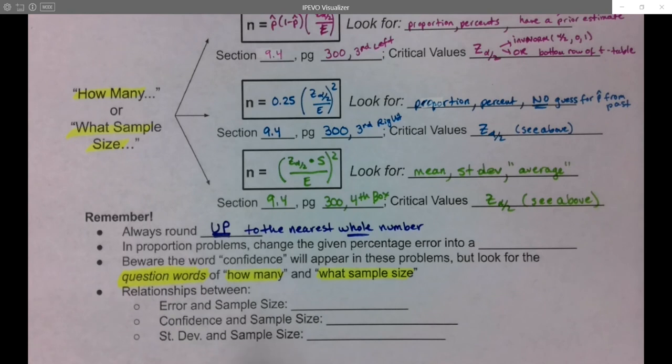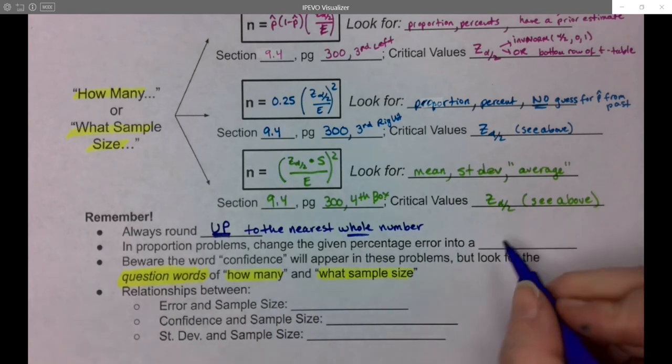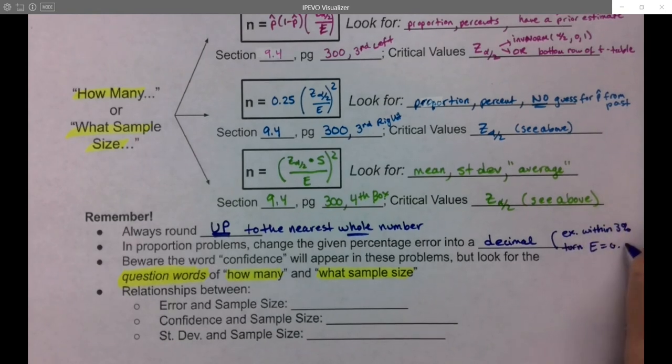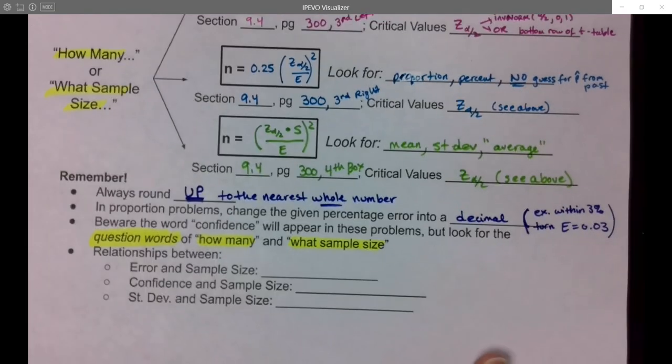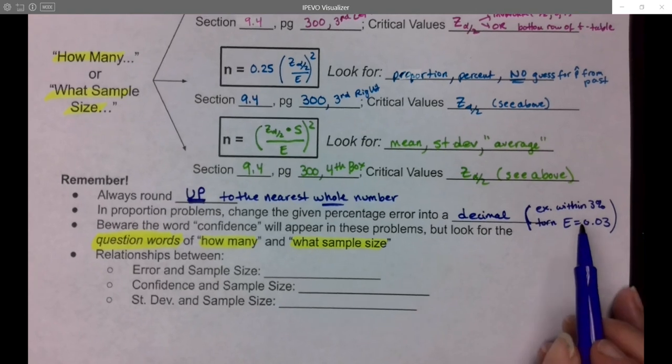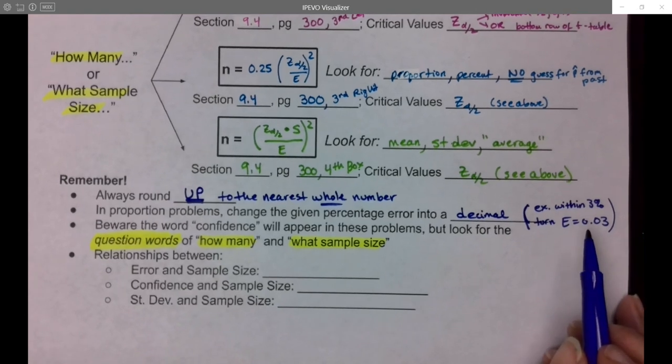In proportion problems, change the given percentage error into a decimal. So a lot of times they're going to say within, let me just give you an example. They'll say within 3%. You turn that into 0.03. You don't leave it as a 3. You make the 3% turn into a decimal. You must. If you leave it at 3, you will be crazy wrong.